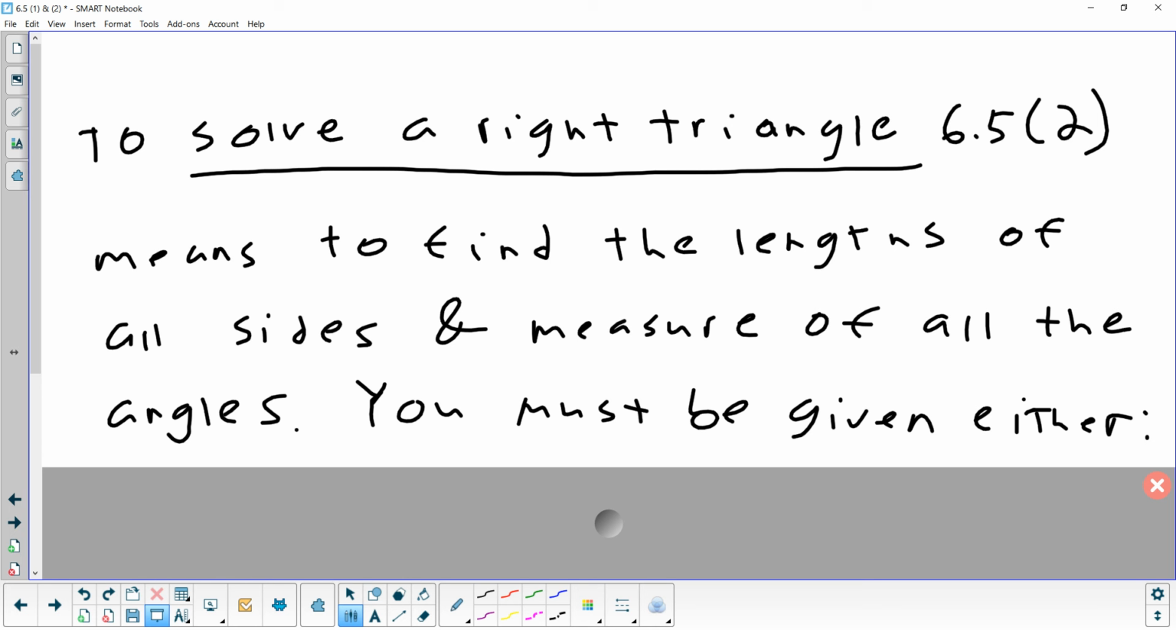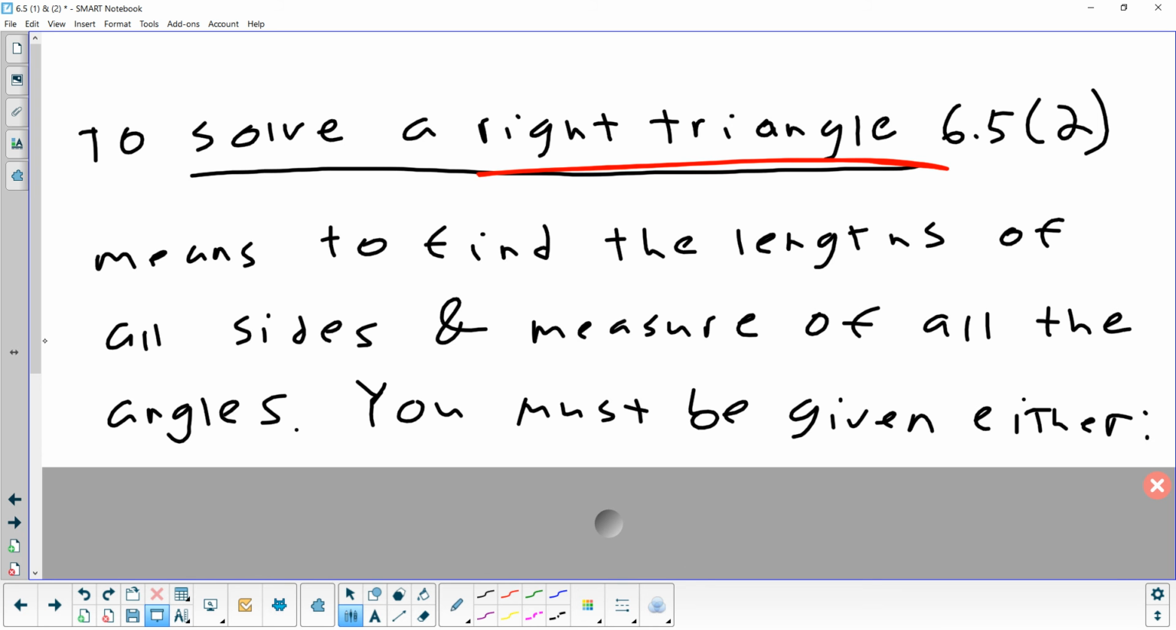So out of the 6 things that you have to find, one of them is going to be automatic every time, because we're solving right triangles. So every problem we do is going to have a 90-degree angle. So we already have that. So now we're down to 5 things you have to find. I have to give you, besides the 90, 2 other pieces of information.